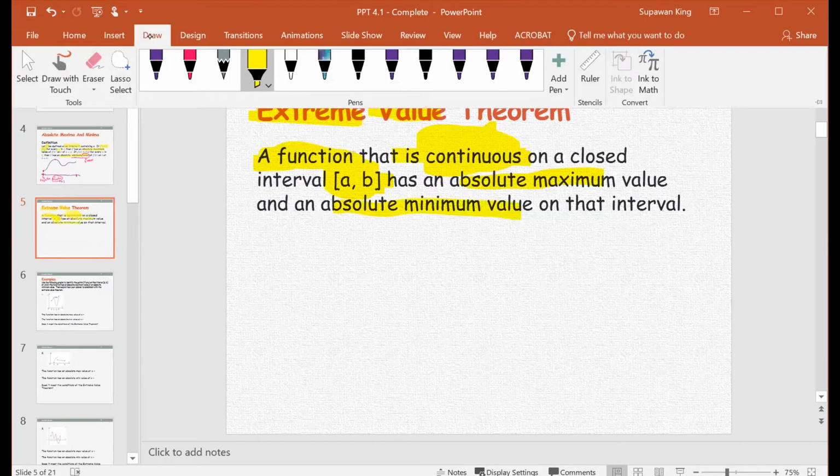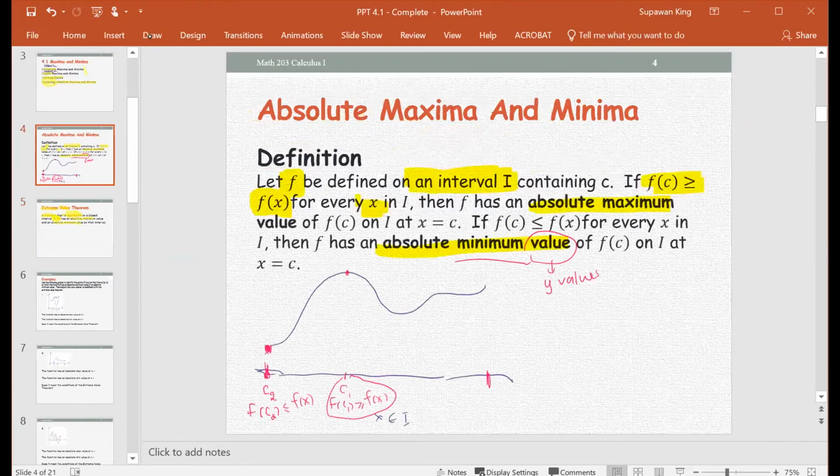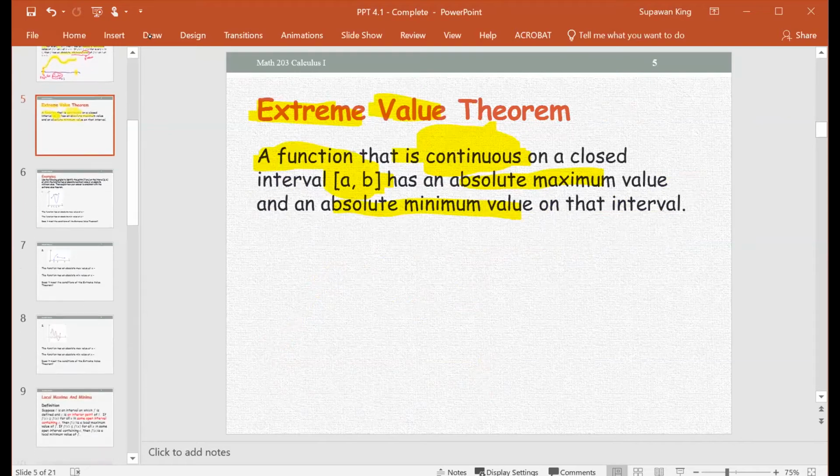For example, the graph that I drew earlier is a continuous function. How do I know it's continuous? Because the graph is all smooth and connected in one single curve. Is it on a closed interval? Yes, because I drew it with an endpoint here and this endpoint. So by the extreme value theorem, it guarantees that this graph is going to have an absolute max and an absolute min. That's how to explain this theorem.